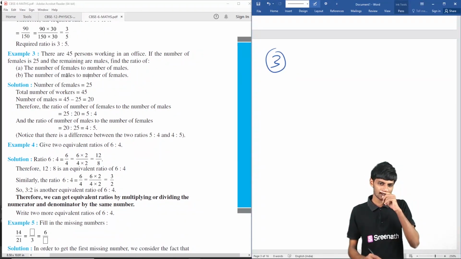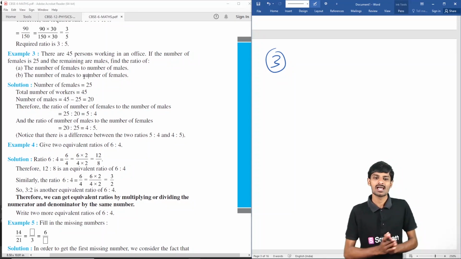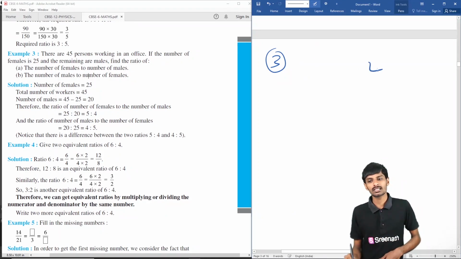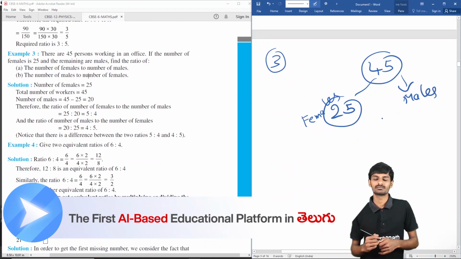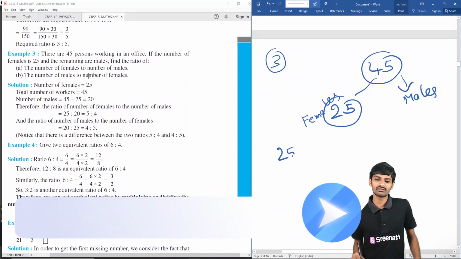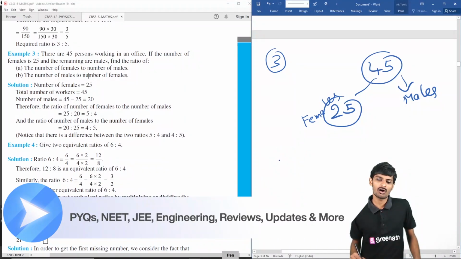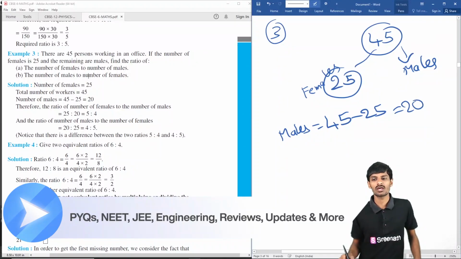There are 45 persons working in an office. If the number of females is 25 and the remaining are males, find the ratio. So in total there are 45 members in an office and 25 persons are females. How many males are there? Simple. The number of males equals the total 45 minus females 25, that is 20. So there are 20 males here.